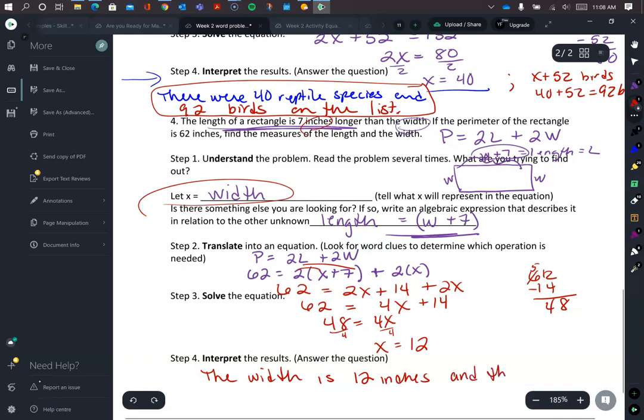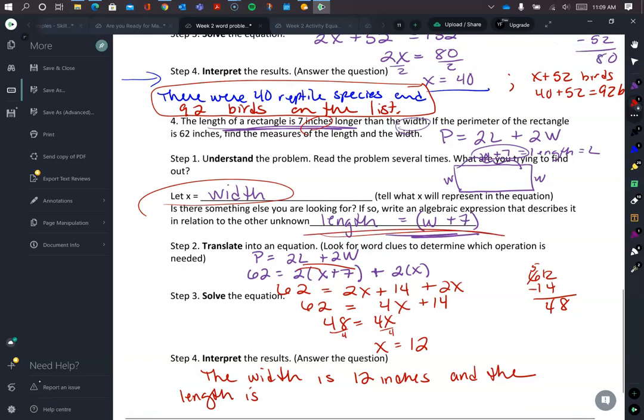And the length, how do I figure that out? Look over here. I got that all written out in that first step there. So it's W plus 7. So X plus 7, or actually maybe I write X plus 7 up there, just to be real clear. X plus 7 is going to be 12 plus 7, which is going to be 19 inches.